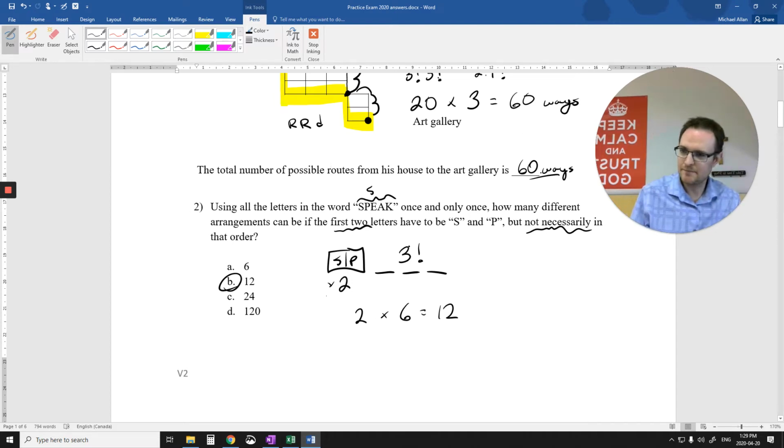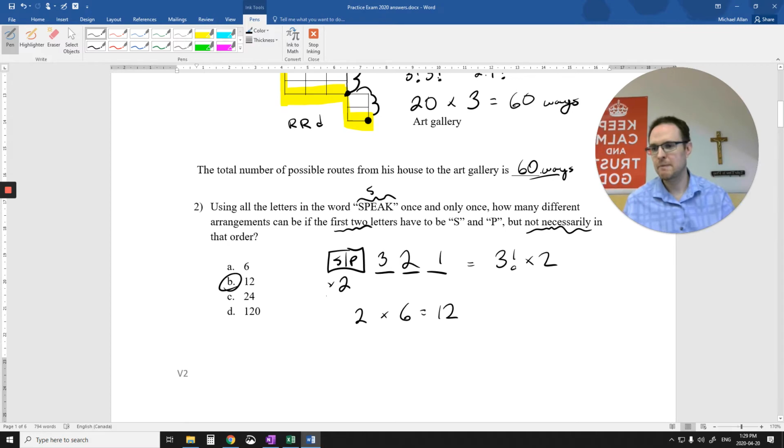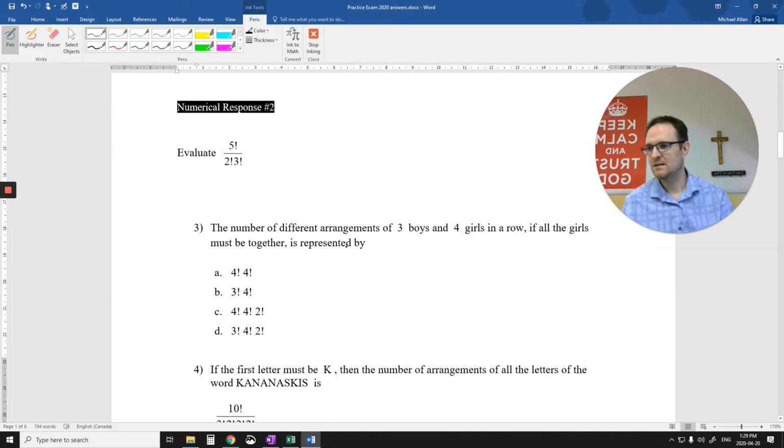I'll fix that up here so it looks better in the PDF. So it'll be 3, 2, 1. This can just be 3 factorial times 2, if you want to go that way.